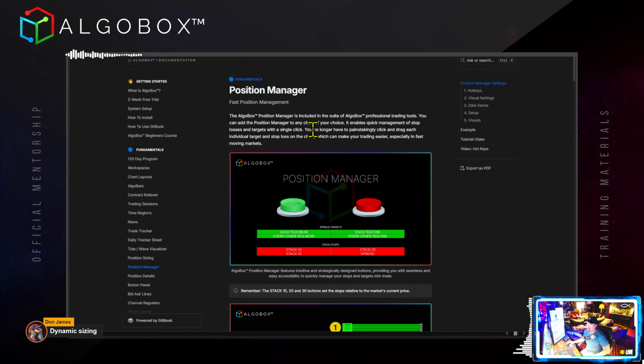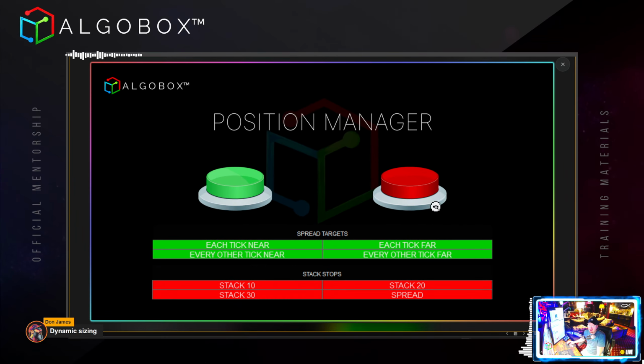The AlgoBox Position Manager is included in the suite of AlgoBox professional trading tools. You can add the position manager to any chart of your choice. It enables quick management of stop losses and targets with a single click. You no longer have to painstakingly click and drag each individual stop, target, etc. on the chart, which can make your trading easier, especially in fast-moving markets and managing multiple contract positions.